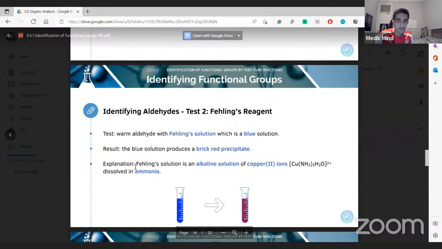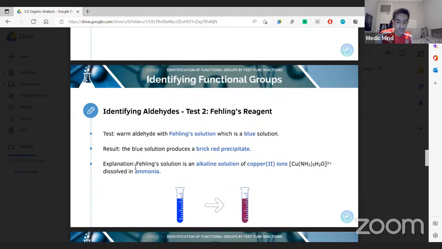The other test is using Fehling's reagent. Fehling's goes from blue to brick red. Again, Fehling's solution is an alkaline solution of copper 2+ ions dissolved in ammonia. Can anyone who does biology potentially identify what Fehling's is the same as?